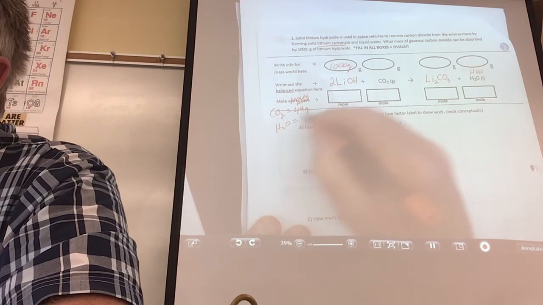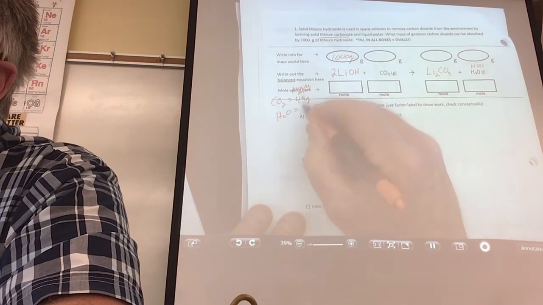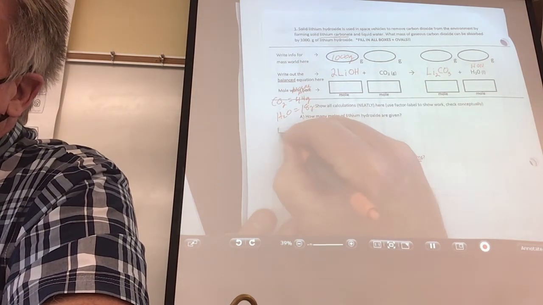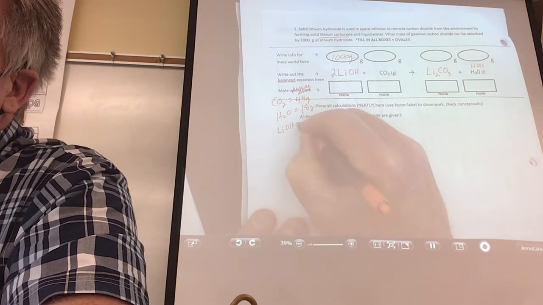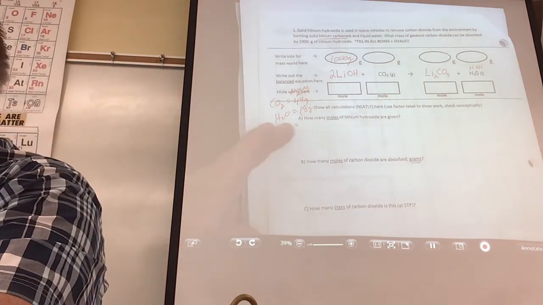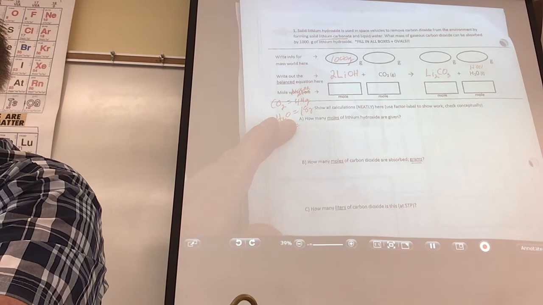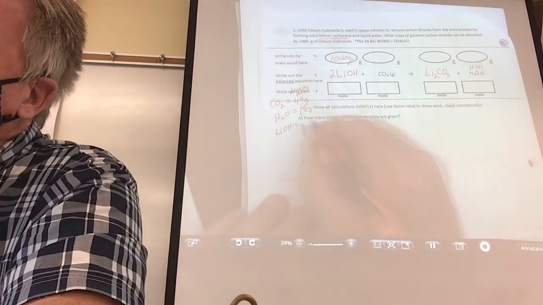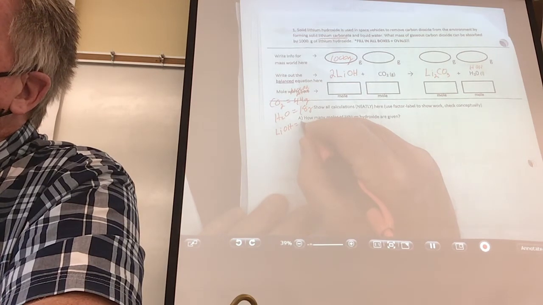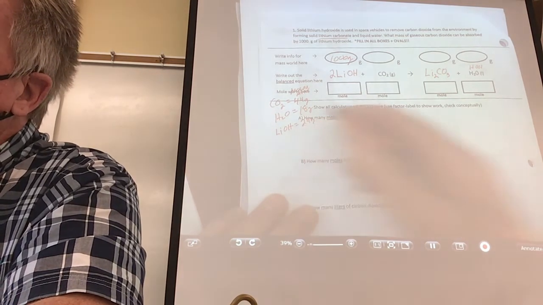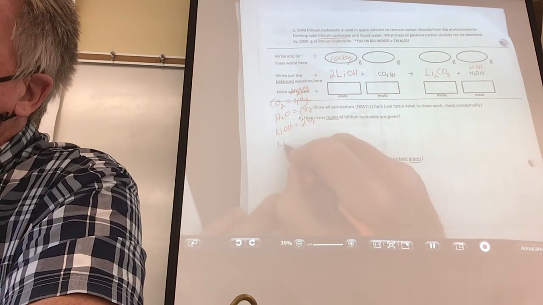I need to work hard. We've been out for a long time, okay? 18 grams. Now here's some hard ones. What's the molar mass of lithium hydroxide? 7 plus 16 plus 1, 8 plus, what's oxygen? 16. 8 plus 16 is what? 24. Okay, and one more. Lithium carbonate.